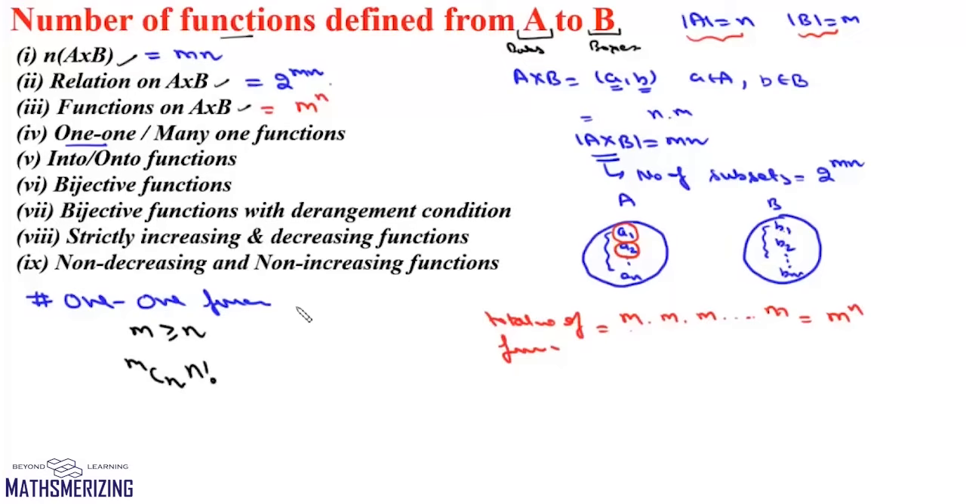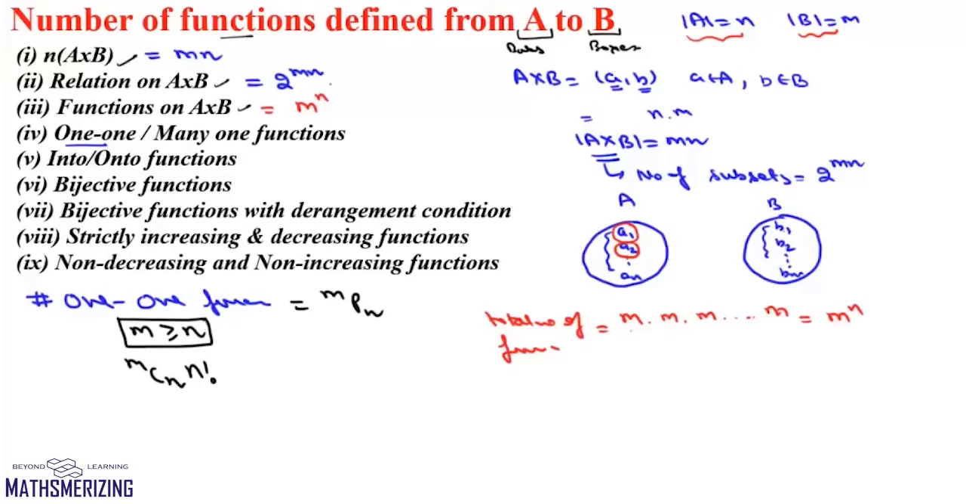So the number of one-one functions will be mPn, provided m is greater than or equal to n. If m is less than n, then in that case the number of one-one functions will be simply 0.